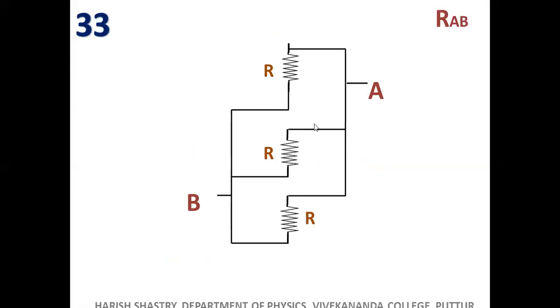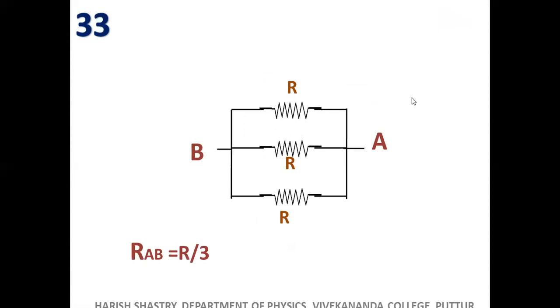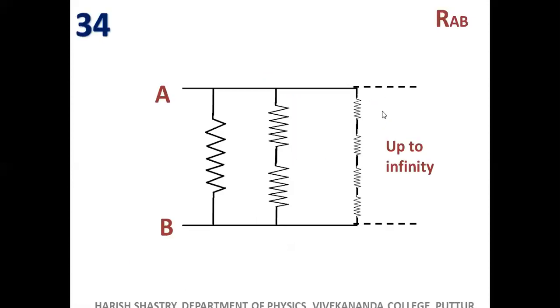And I want to change the positions. I will just turn this and make it horizontal so that this connection is not lost. This connection is not lost. Simply I turn it like this. So now they are in parallel. R by 3. Okay.